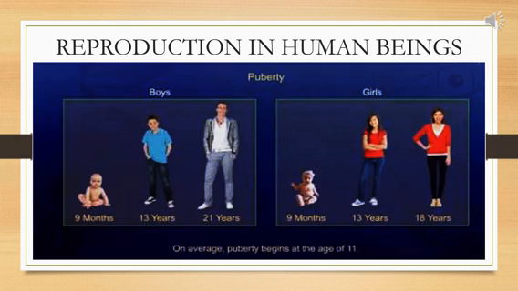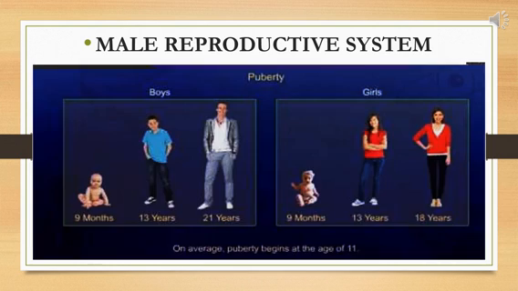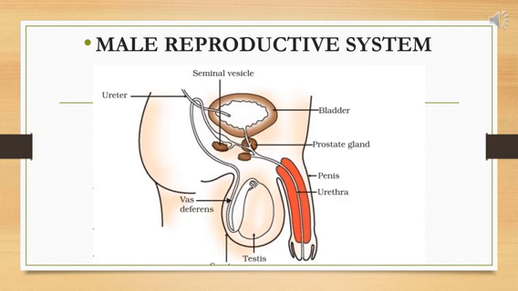Let us now look at the systems involved in the process of sexual reproduction. Male reproductive system. The male reproductive system, which is seen in the given figure, consists of portions which produce the germ cells and other portions that deliver the germ cells to the site of fertilization.